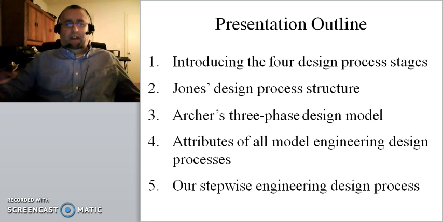So first, just a presentation outline. I'm first going to introduce the four design process stages, and then I'm going to give you two examples of formal engineering design processes. First is Jones's design process structure, and the second is Archer's three-phase design model. Then I'm going to take from those two examples a general discussion of the attributes of all model engineering design processes, so that we can see what goes into all of the other processes that I'm not going to spend time talking about. And then with that as background, we're going to look again at the stepwise engineering design process. You've actually seen this before in lecture 1. It's the process that I'm going to teach you to use in this course, but I didn't spend a lot of time talking about it then. I'm going to talk about it a little bit more this time around. So that's where we're headed in this presentation.